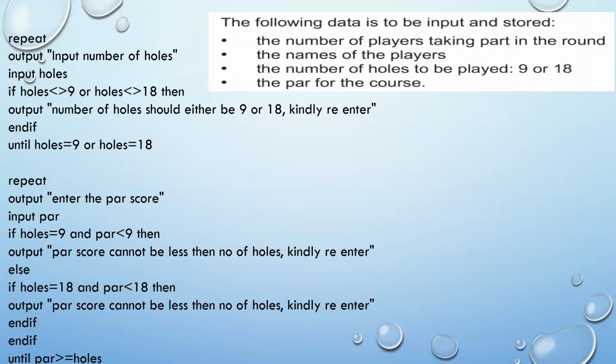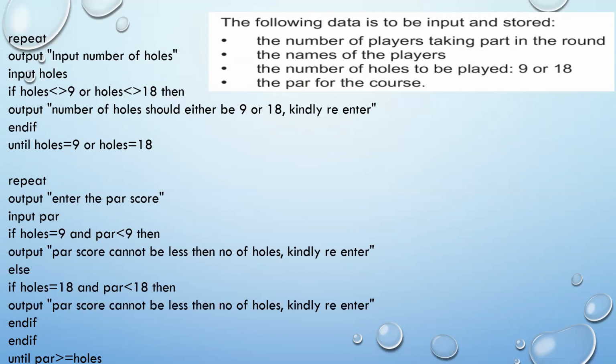Again, if you look at the pseudocode, it's a repeat until loop. Again, it is used for range check, for validation. So any input where the number of holes is not 9 or 18 is invalid. So repeat, output, input number of holes, input holes. If holes not equal to 9 or holes not equal to 18, then you get an error message. And this repeat until loop keeps on working till your input is valid.